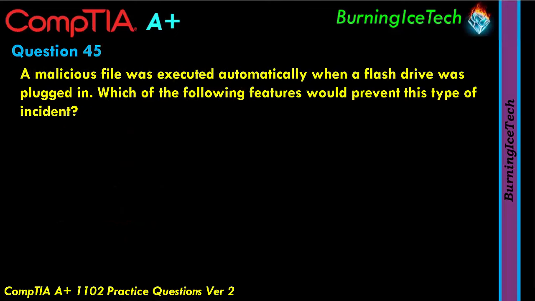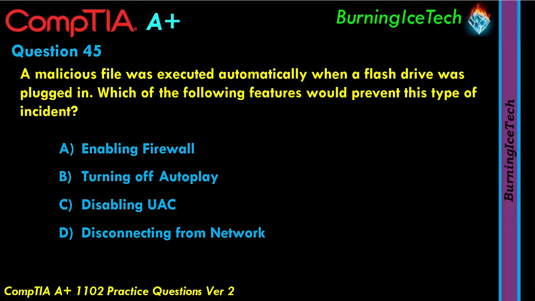Question 45. A malicious file was executed automatically when a flash drive was plugged in. Which of the following features would prevent this type of incident? Alright, so someone stuck a flash drive into a USB port and there was a malicious file on this flash drive, but it gets executed automatically. Now, this is not something you can always block, but there is something you can do that'll block it most of the time, not always. And that, folks, is answer B, turning off autoplay.